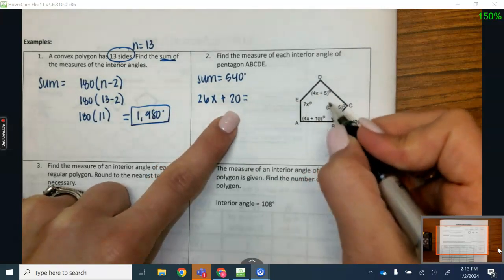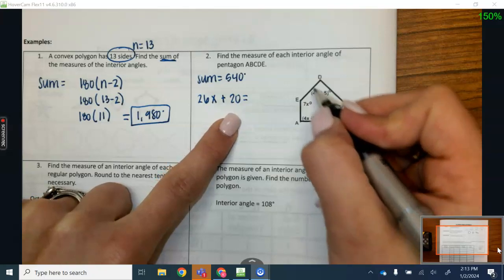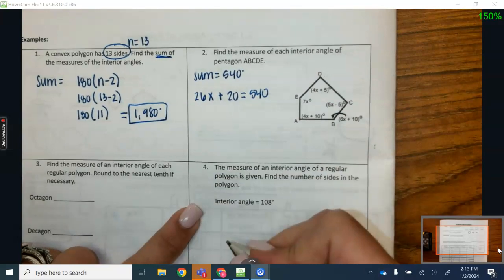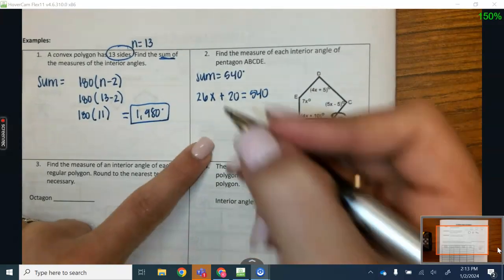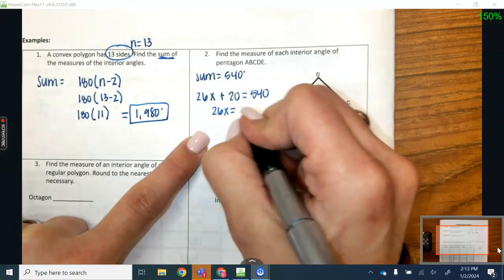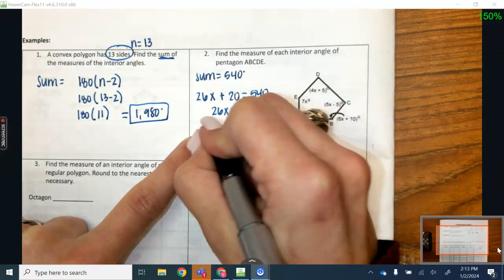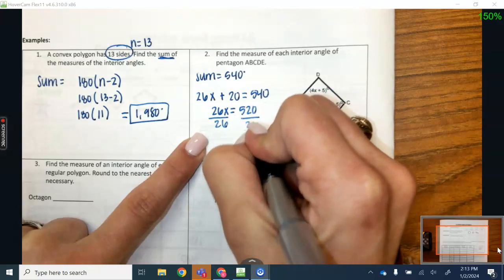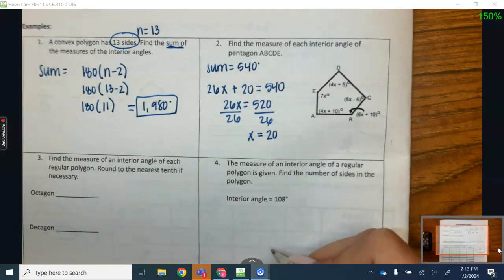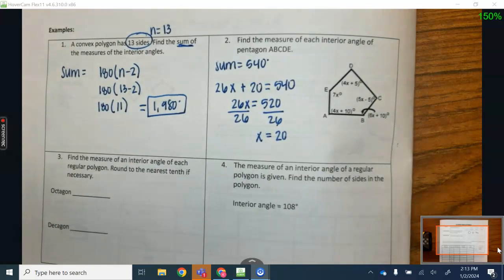When I add all these together, that gets me the sum, which I know is going to be 540 degrees in a pentagon. Okay? When I solve for x, 26x, if I subtract over 20, gets me 520. Divide by 26, that means x is equal to 20. Okay, I'm going to pause right here and continue this question on part 2.